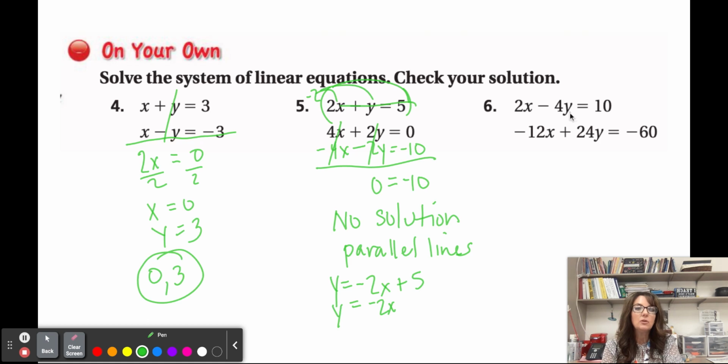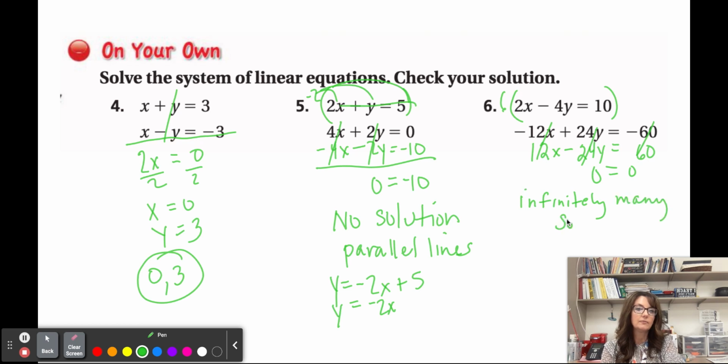Let's see. We could go ahead and eliminate if we multiply the top equation by 6. So let's do that, and we'll have 12x minus 24y is equal to 60. And then this eliminates, and this eliminates. We get 0 equals 0, which is always true, and we call that infinitely many solutions. And why? They are the same line.